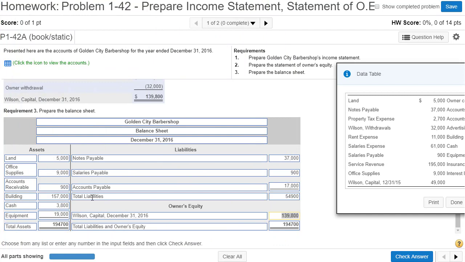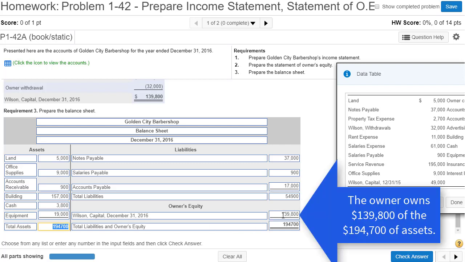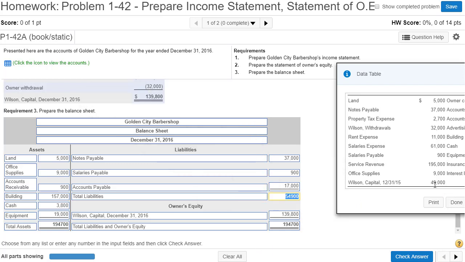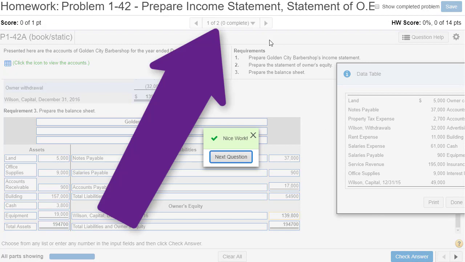So what does this mean? It means the company owns $194,700 of assets. How much does the owner own of that? The owner owns $139,800 of it, and the rest is owned by others because we have this debt. Okay, now again, if we had used this incorrect capital over here, if we just simply plug that in here, then this balance sheet would not have balanced, and that would have been a red flag or a warning to us that we've done something wrong. And that's it. Don't forget to do the other part of the problem with the random numbers.